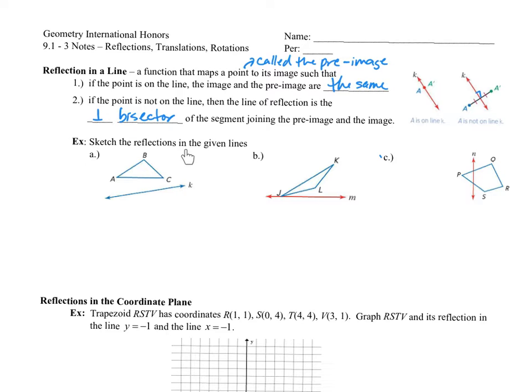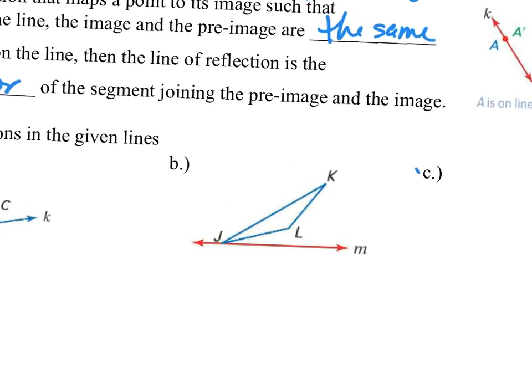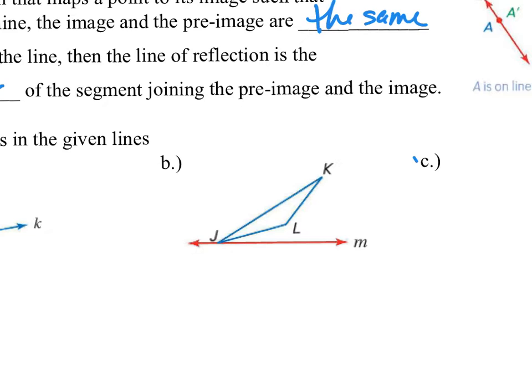Okay, so let's take a look at a couple of examples. Let's sketch the reflections in the given line. So I'm going to actually have us start with example B here because it's a little bit simpler one, only because we're reflecting in a horizontal line, and so that's going to be easier to do. I'm going to zoom in a little bit, make this a little bit bigger. We have triangle JKL, and we're going to find points J prime, K prime, and L prime, and then sketch the triangle that would be the reflection in the line M.